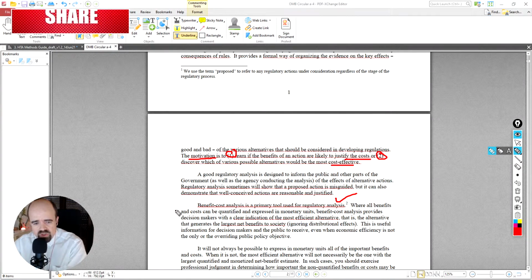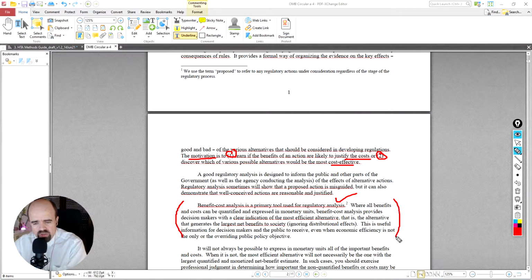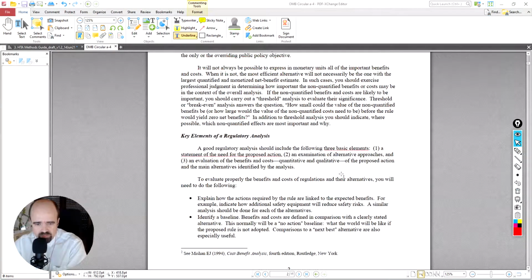And to my knowledge, there isn't a similar cost-benefit analysis framework that is being used to guide which policy options are available for improving access to newer healthcare technologies in South Africa. And I want to apply some of the basic analytical elements. Good policy analysis should include the three basic elements: a statement of the need for the proposed action, an examination of the alternative approaches, and third, an evaluation of the benefits and costs.